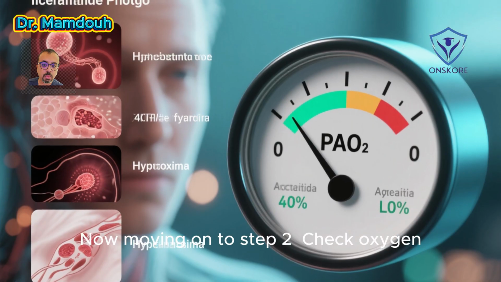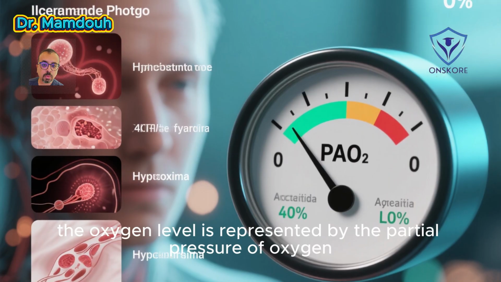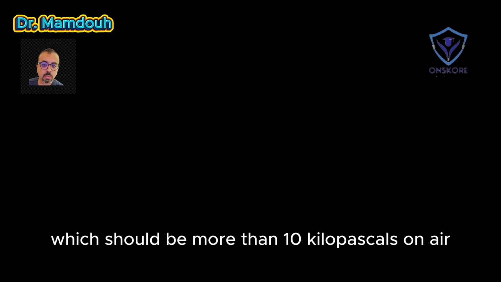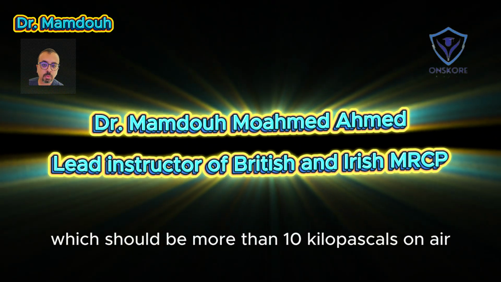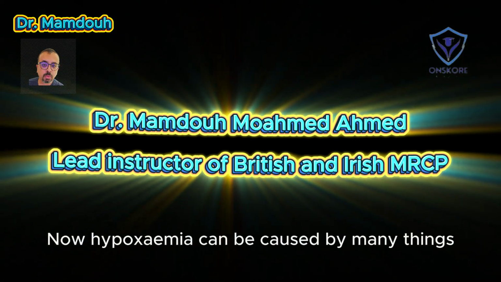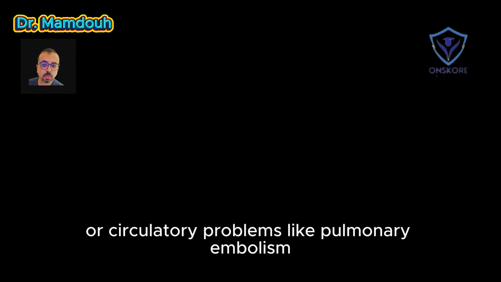Now moving on to step 2. Check oxygen. On an ABG, the oxygen level is represented by the partial pressure of oxygen, or PaO2, which should be more than 10 kilopascals on air. If it's less than that, then your patient is hypoxemic. Now, hypoxemia can be caused by many things, including high-altitude, lung conditions like pulmonary fibrosis or pneumonia, or circulatory problems like pulmonary embolism.